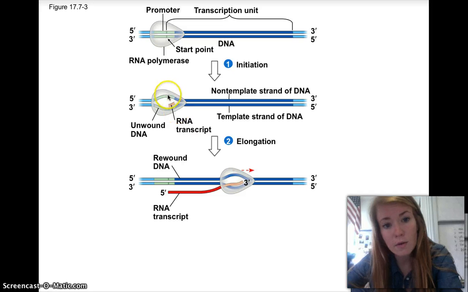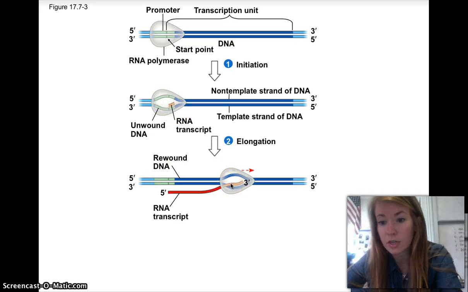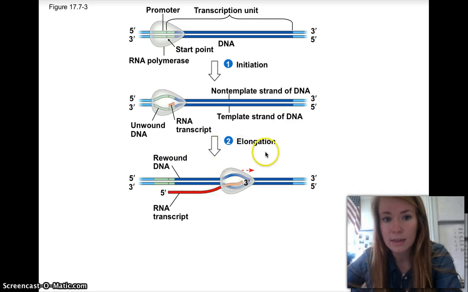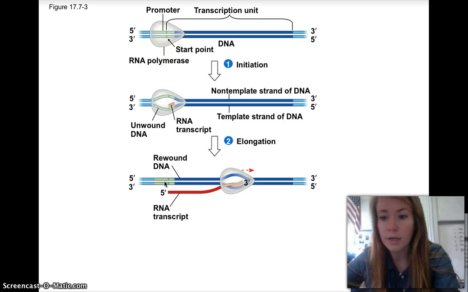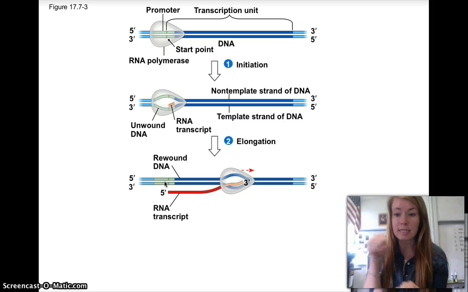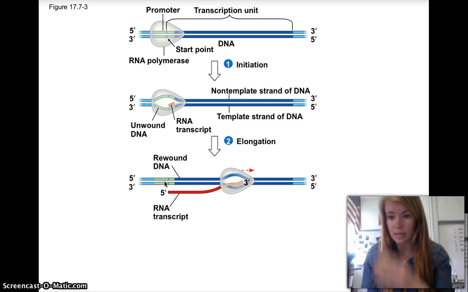And so see how, as we move on during our elongation phase, when we're adding on the RNA nucleotides, the DNA goes back together. See how it was open here, but down here it's closed? So RNA polymerase only opens it just a little bit to get to the template strand and then closes it back up again. It doesn't need it to be open the whole entire time.